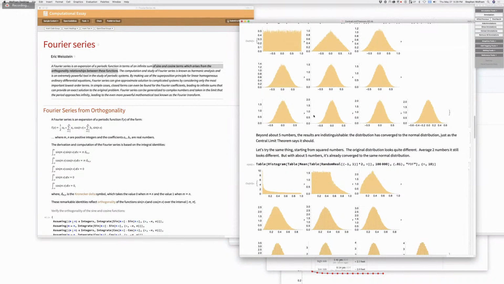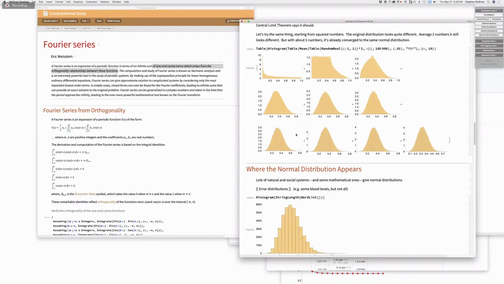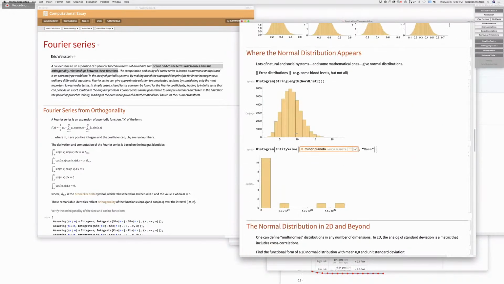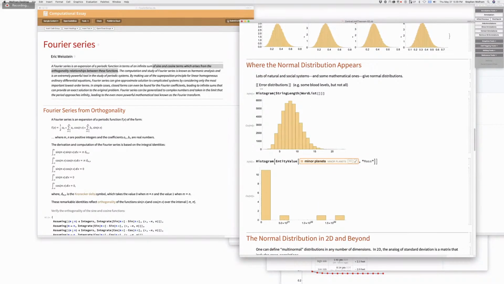Okay, so these are pretty nice pictures. I did exactly that, where the normal distribution appears, except I didn't finish it. I was going to talk about error distribution, some blood levels, but not all. Here's a good example: the distribution of lengths of words, which is not a normal distribution. Not everything is. Find some data, show some that are, show some that aren't.